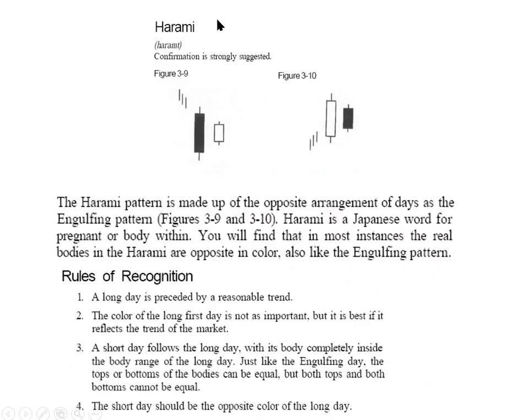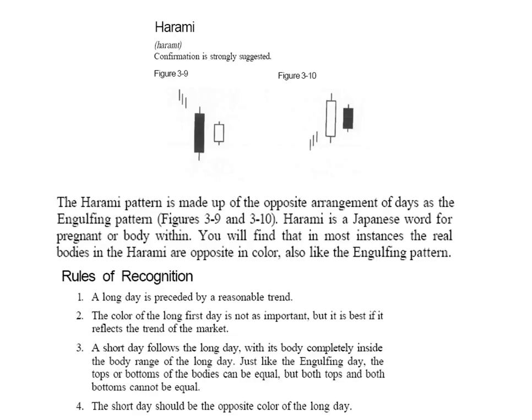Next is the Harami pattern. So it is slightly opposite of the engulfing pattern. The Harami pattern is made up of opposite arrangements of days as the engulfing pattern. Harami is a Japanese word for pregnant or body within. So this is also called the inside bar. You will find that in most instances, real bodies in the Harami are opposite in color, also like the engulfing pattern.